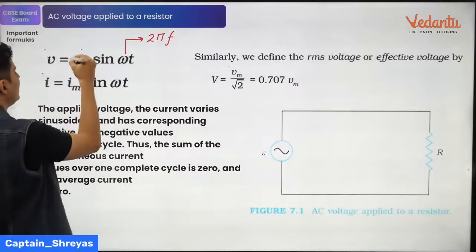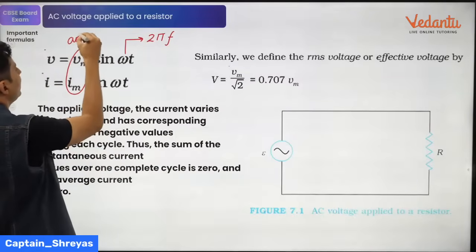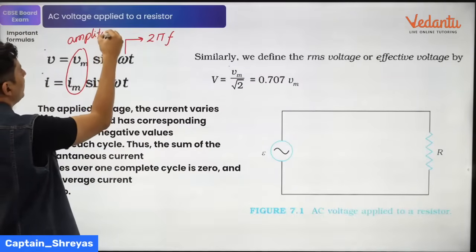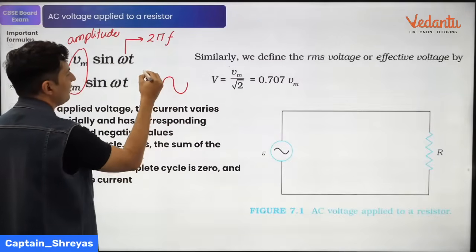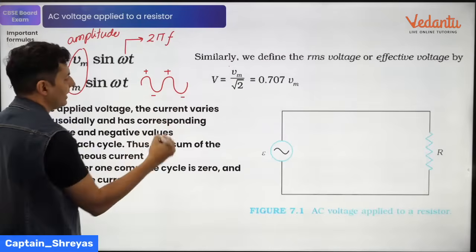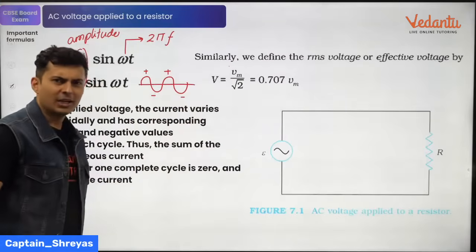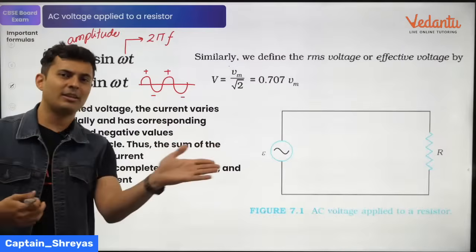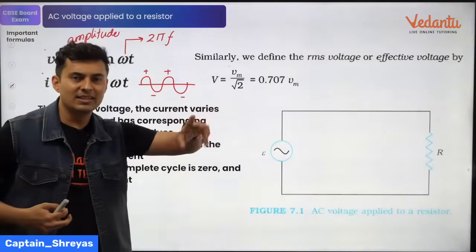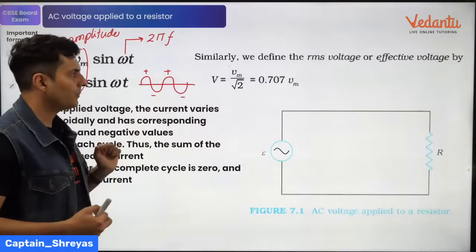Vm and Im are the amplitudes of the voltage or the current, because every voltage or current will be like this: first positive, then negative. What is this positive and negative? It's just the direction. If it goes this way, I consider it positive. If it goes the other way, I consider it negative. It just says the current keeps changing direction.